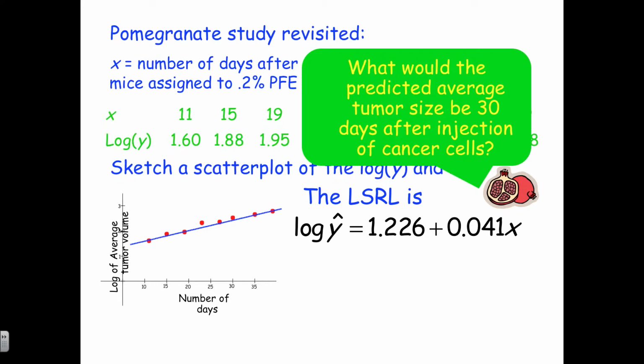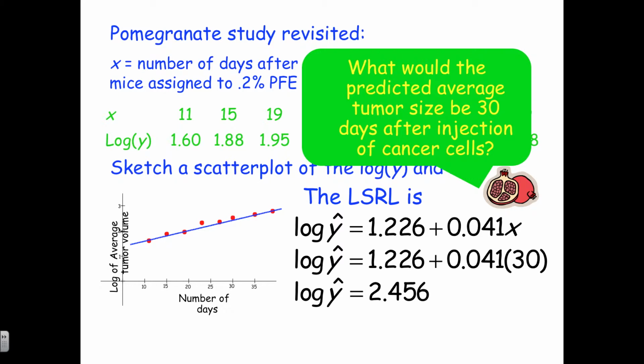The thing that I'm going to ask you to do is to use your transform data to make predictions. And how would I predict the average tumor size 30 days after injection of cancer cells? I want to replace my x with 30. I solve for the log of y. And that's not the average tumor size. And if I look at my original data, 30 days having a tumor size of 2.46 just doesn't make sense.